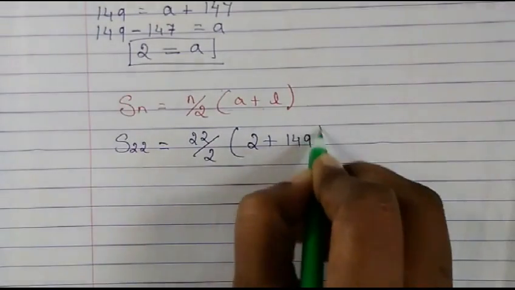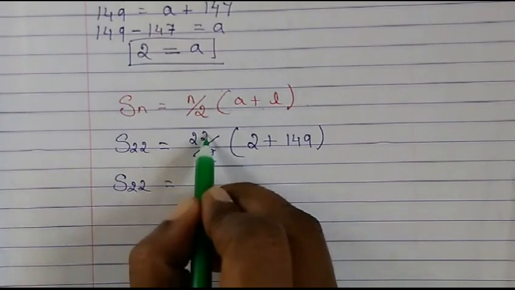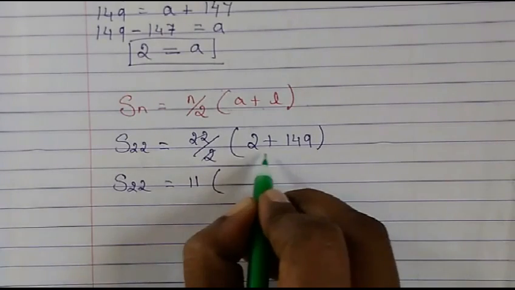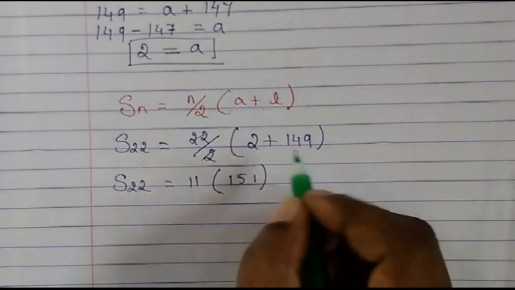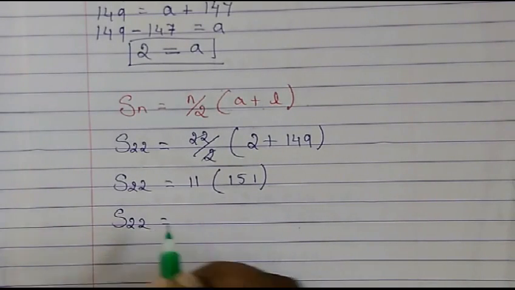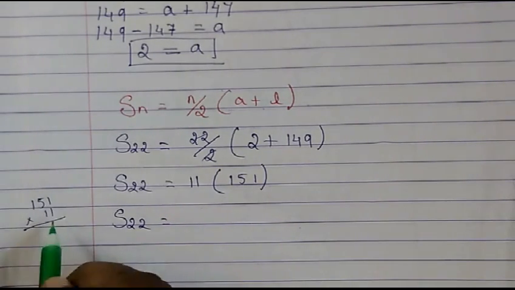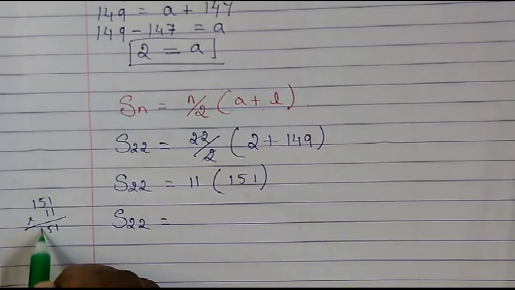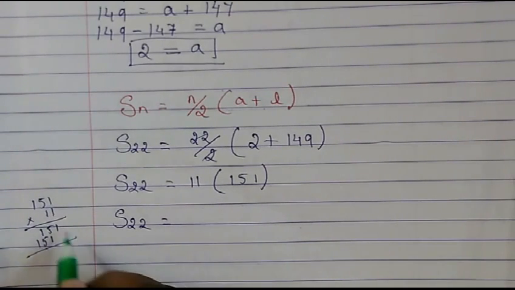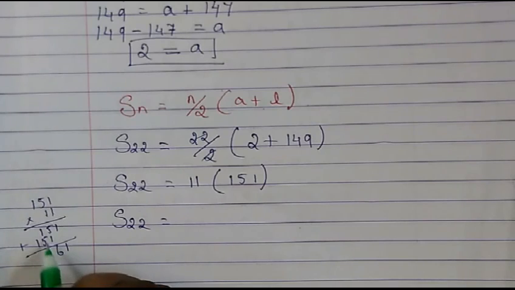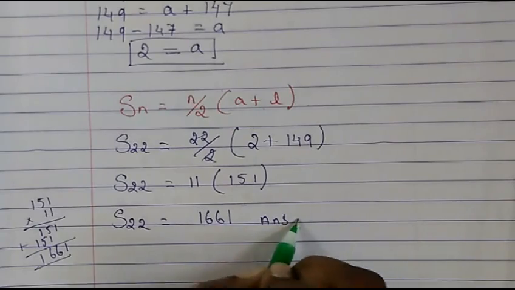So 2 plus 149, sum of 22 terms. If you divide 22 by 2, you will get 11. Here it will be 151. And if you multiply 151 into 11, with 1 you multiply, you will get the same number. With 1 you multiply, again you will get the same number. So plus it, 1661. So this is our answer.